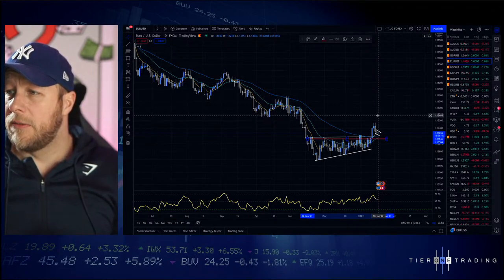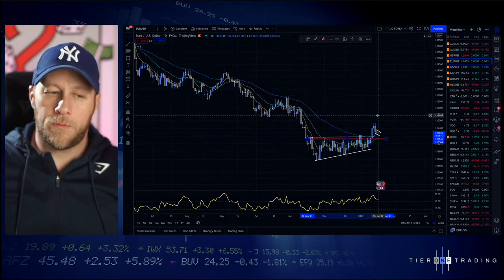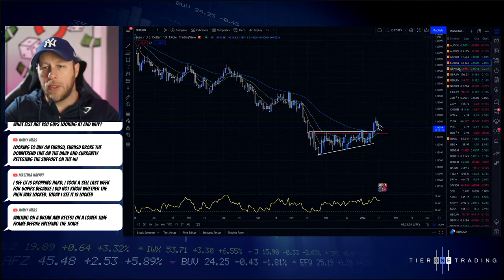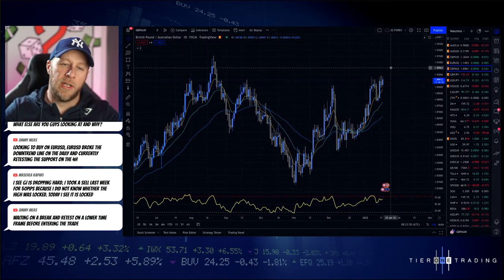Waiting on a break and retest of a lower time frame before re-entering the trade. Cool. All right, I'll bring the chat up here so we can all see what you guys are saying anyway. And we'll go to the pound Aussie. These are a couple of bigger pairs. We're going to take a look at pound yen as well, but the pound Aussie's first.